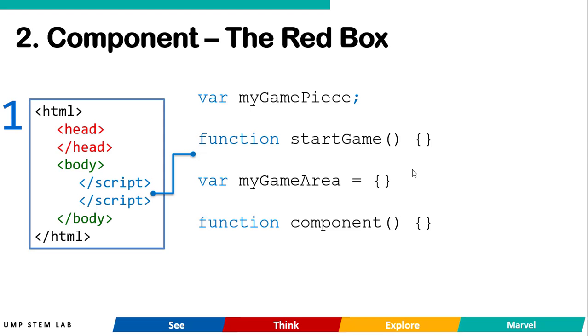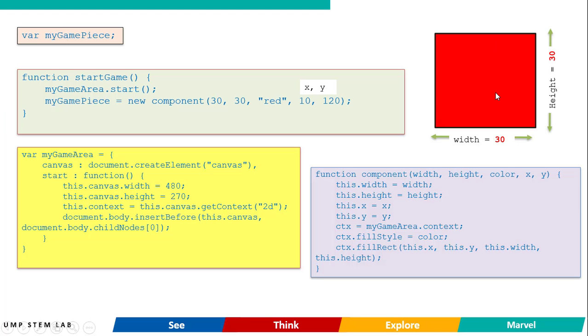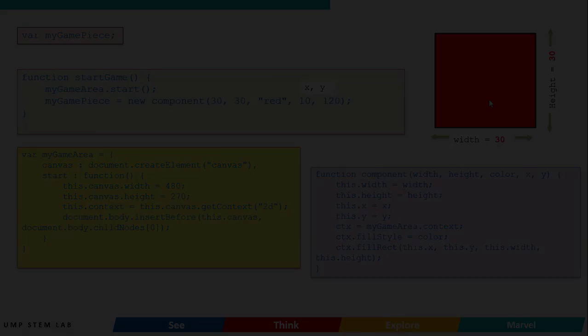The next item is to declare the red box, the main component. Here we name it my game piece. Among other functions and variable changes are start game and components. This is the red component. The object constructor is called component, and we make our first component called my game piece as shown here. The components have properties and methods to control their appearance and movement.